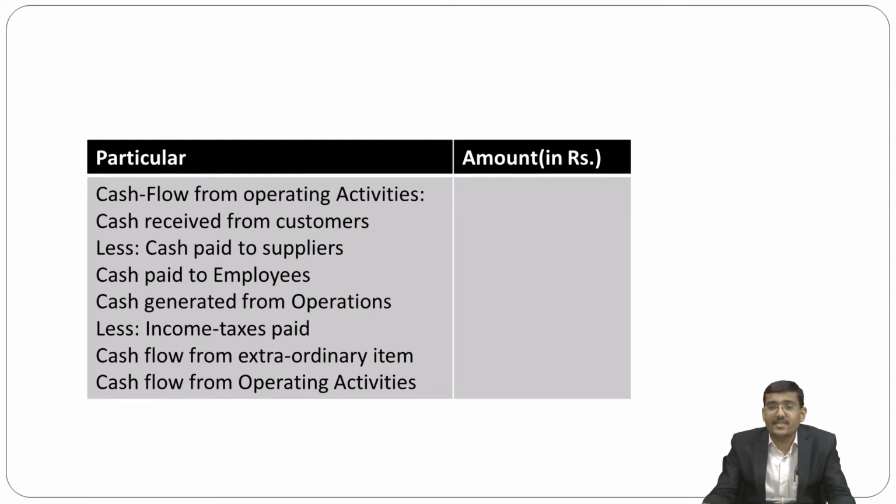So here, let us present that particular cash flow from the operating activity as per the direct method. That is cash received from customers less cash paid to suppliers, cash paid to employees, cash generated from operations less income tax paid, and cash flow from the extraordinary item. Thus we can define the cash flow from operating activities.